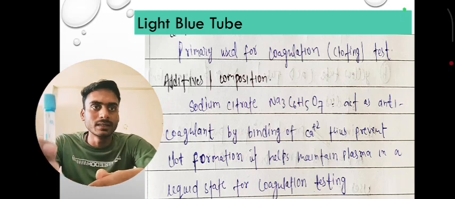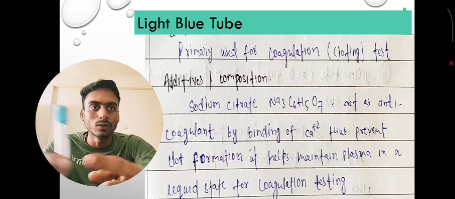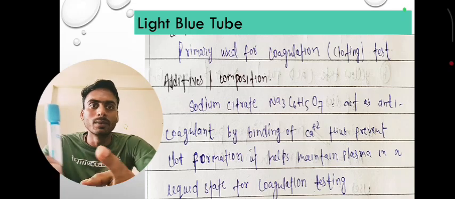Formula is Na3C6H5O7, which acts as an anticoagulant. So it prevents the blood from clotting.